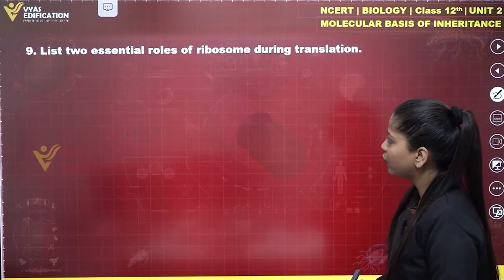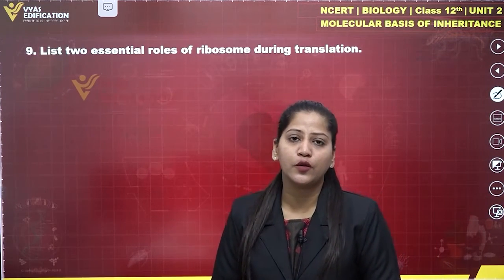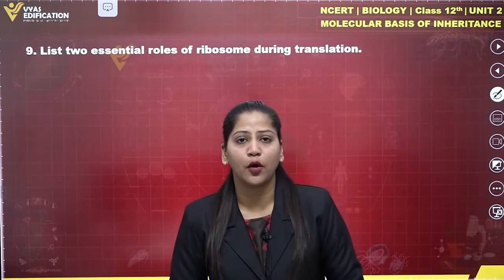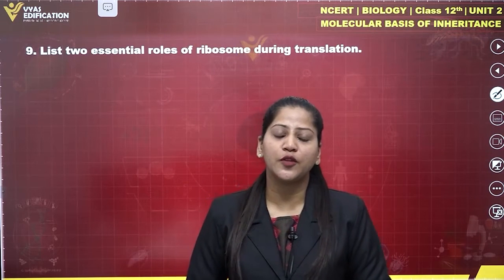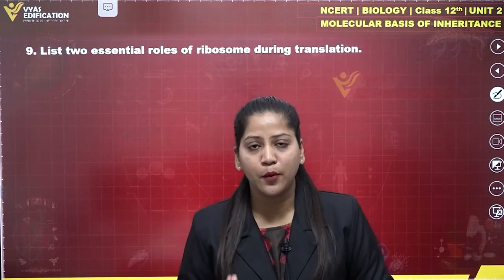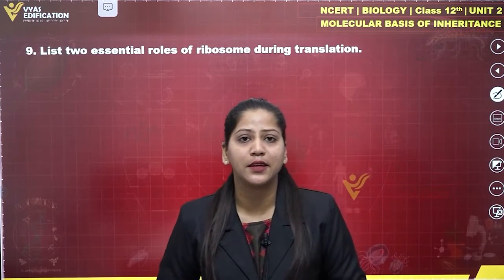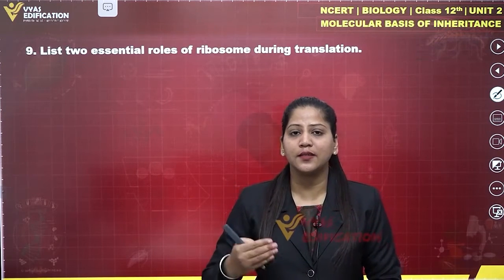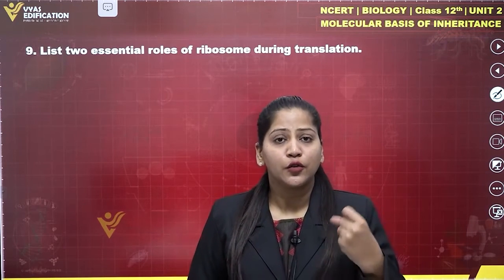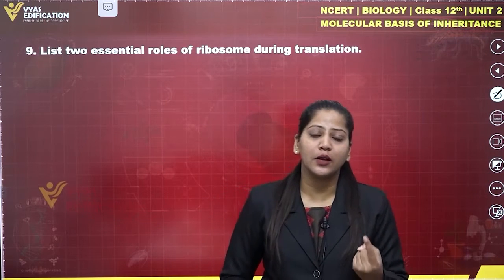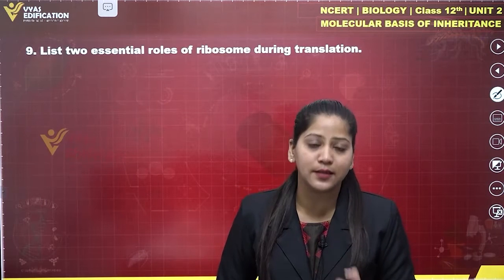List 2 essential roles of ribosomes during translation. We have to give 2 essential roles of ribosomes during the process of protein formation, that means translation. First of all, ribosomes act as the site where protein synthesis is taking place from individual amino acids. So the first essential function of ribosome is that it provides the site for protein synthesis.